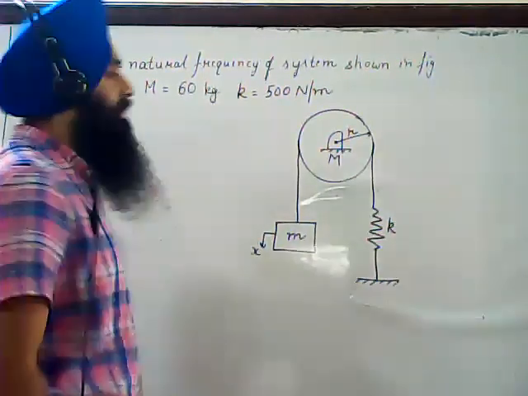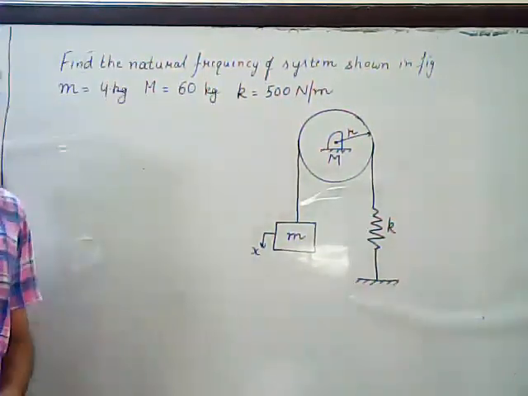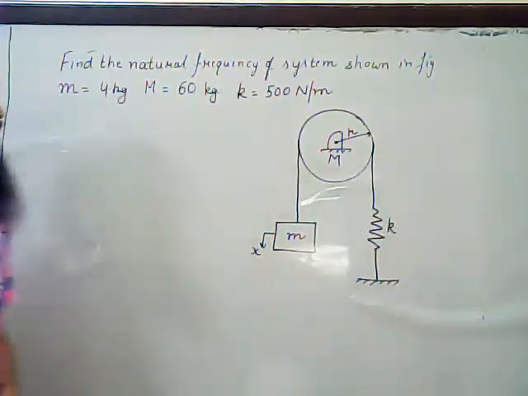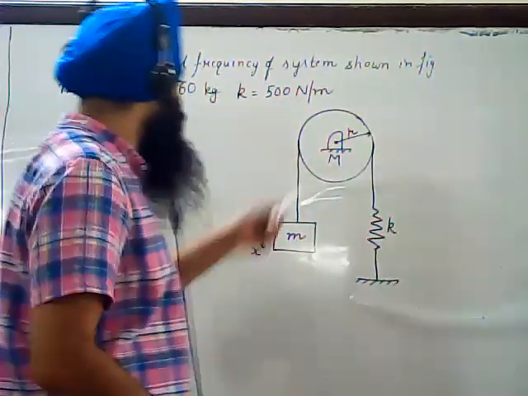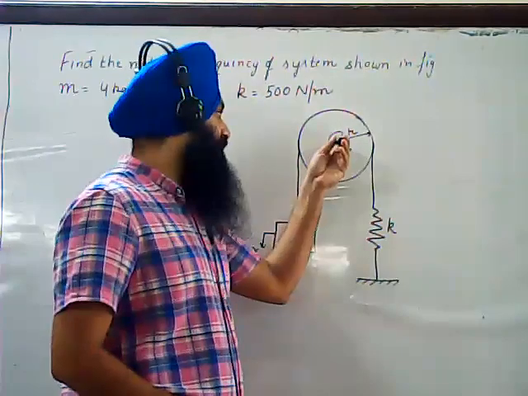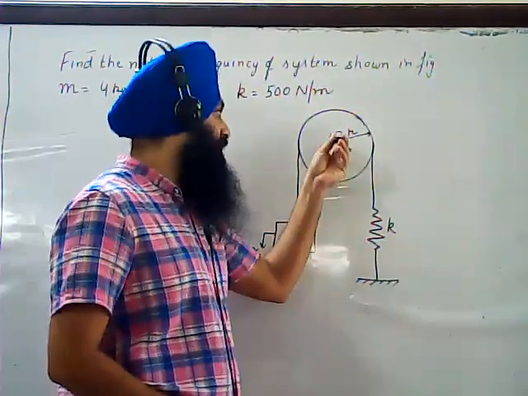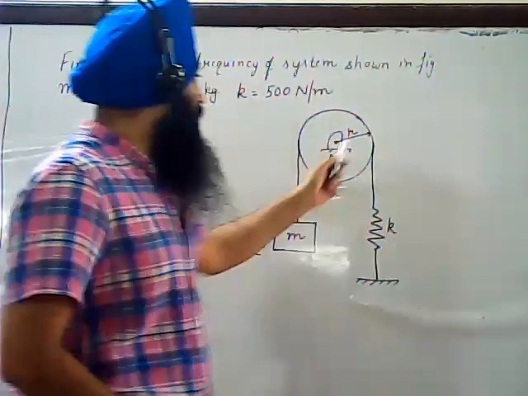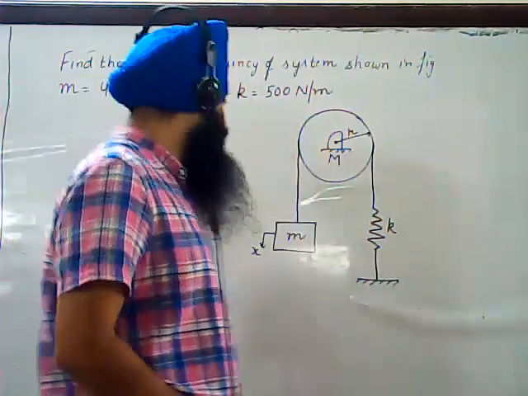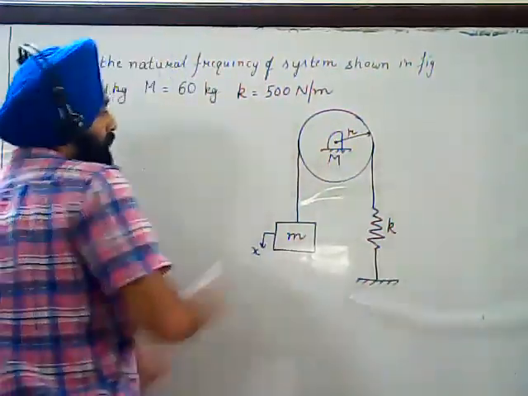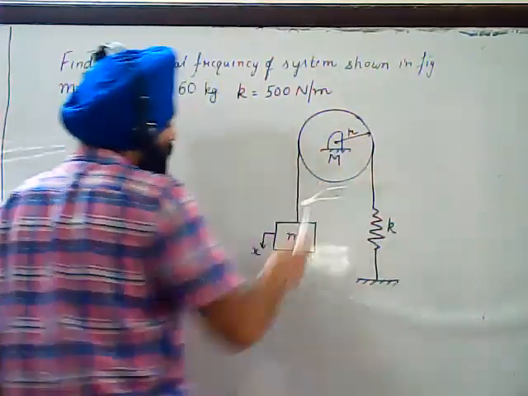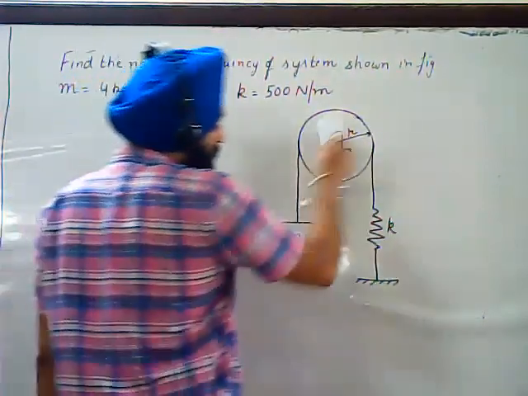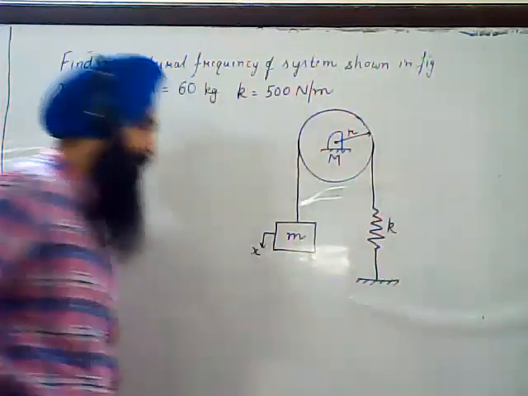Now find the natural frequency of the system shown in the figure. So first of all, we are having a pulley. The pulley is fixed at point M. The radius of the pulley is small r. A rope is placed over the pulley and one end of the rope is attached to a mass and the other end is attached to a spring.